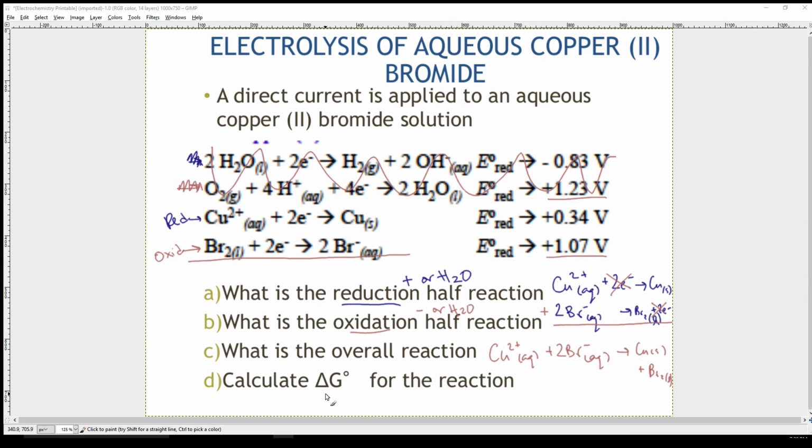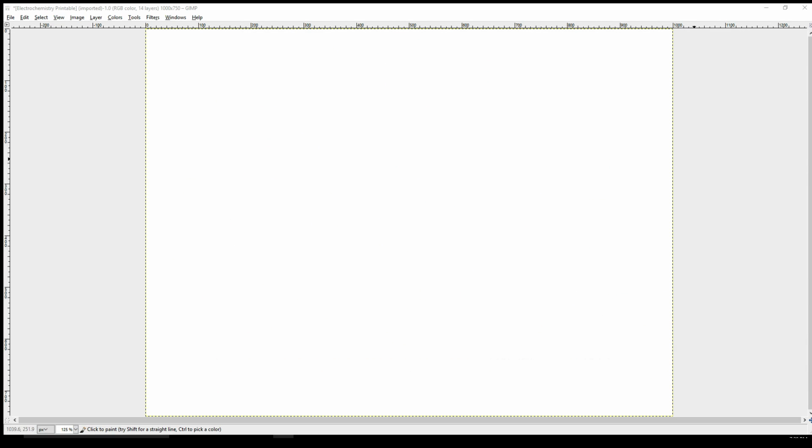Now we have to figure out delta G. I'm going to need more room for that, so let's go on to the next slide. You keep this one in front of you. I'll write my equation up here. So copper 2 plus, 2Br minus, copper solid plus Br2 liquid. Okay, so we need to figure out delta G.